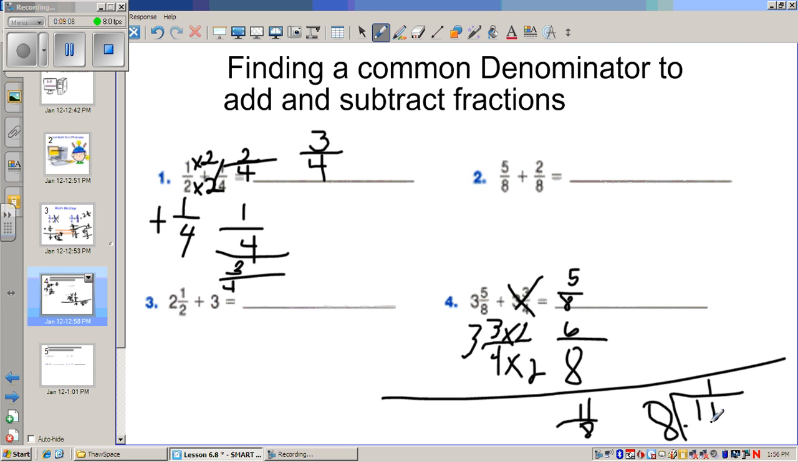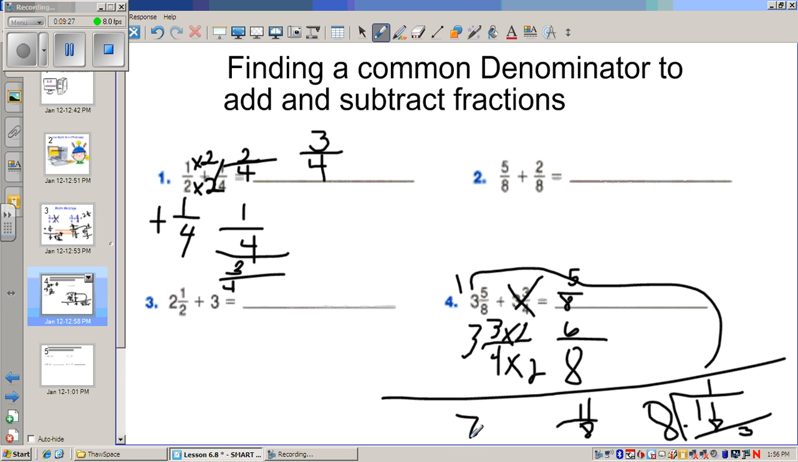11 minus 8 is 3 again. So I have 3/8, which is my fraction piece. But again, here's where my 1 needs to go back over to my whole numbers. So I'm going to write a 1 here. So now I do 3 plus 3 is 6 plus 1 is 7.